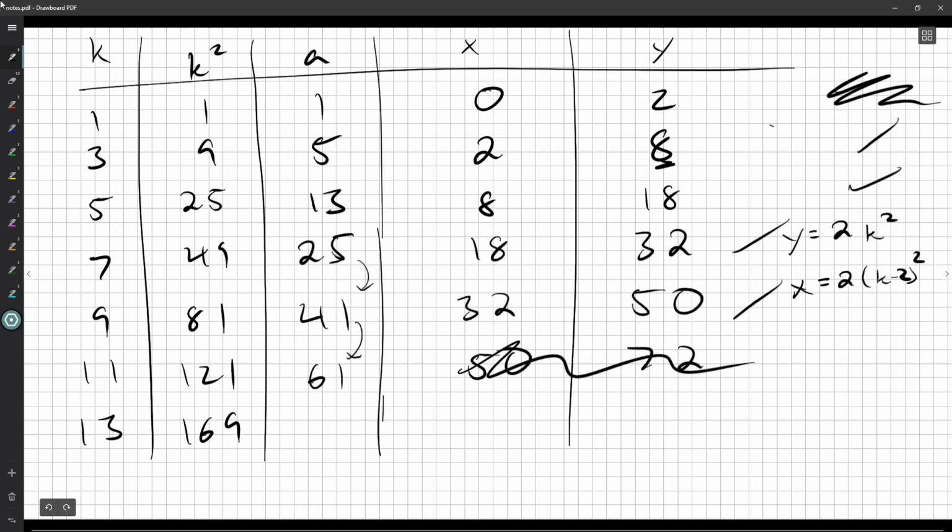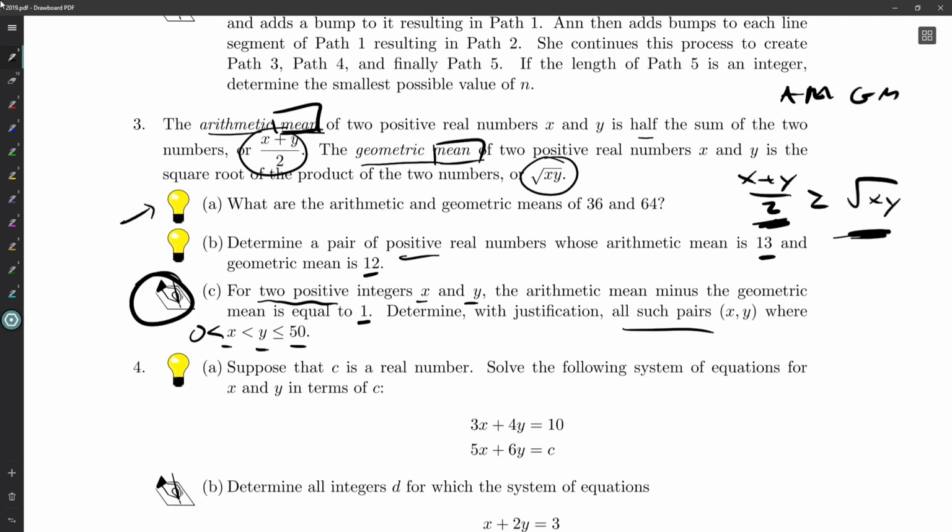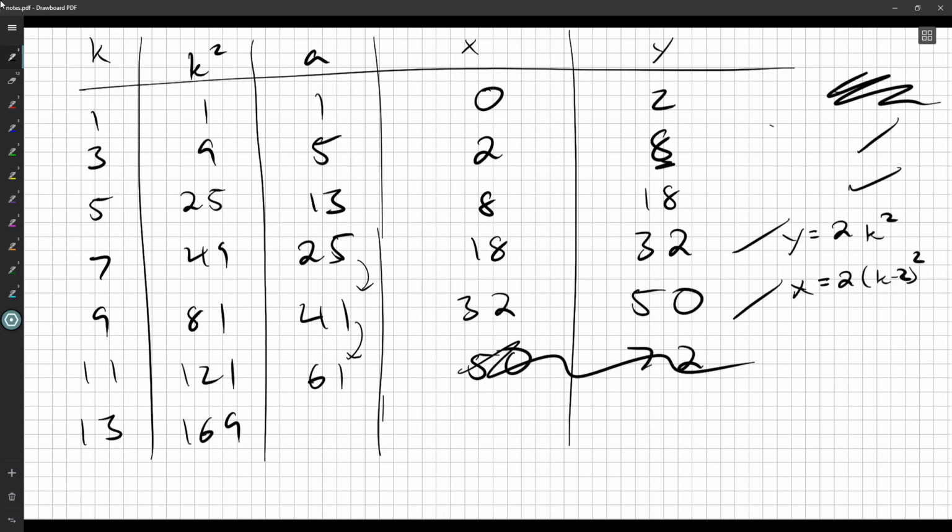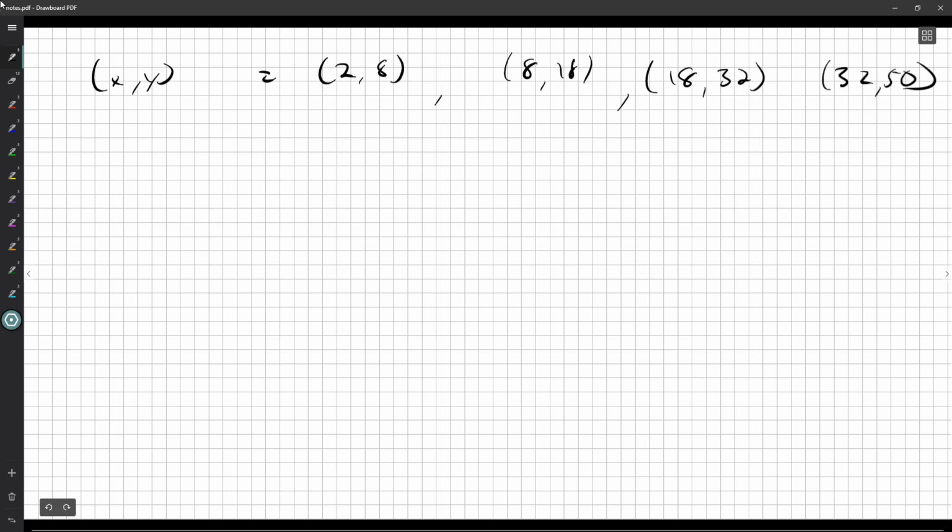So we get 4 different possible pairs. That's all they wanted. Just how many pairs? Determine with justification all such pairs. Well, there we go. We got a nice little chart explaining them. So it could be 2 and 8, 8 and 18, 18 and 32, and 32 and 50. So these are the only possibilities.